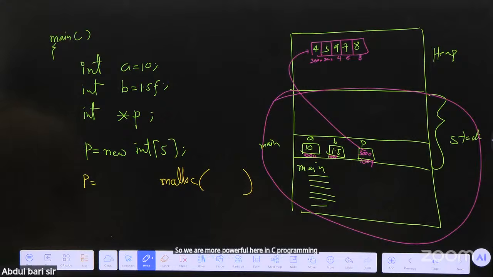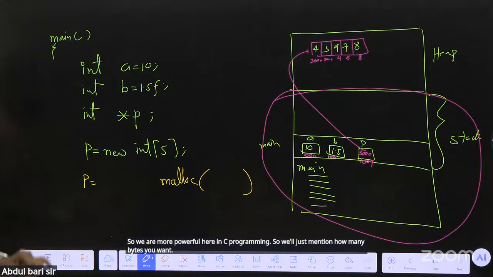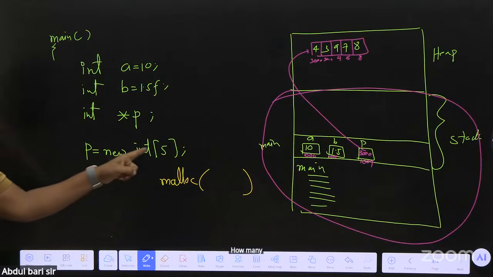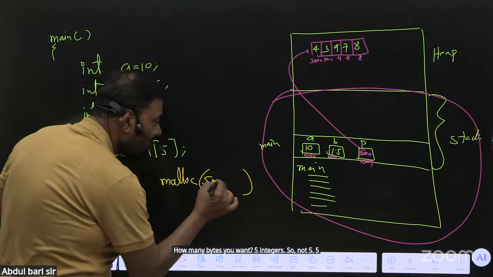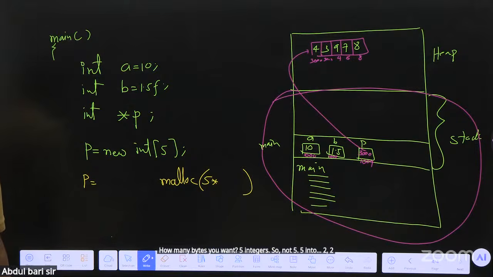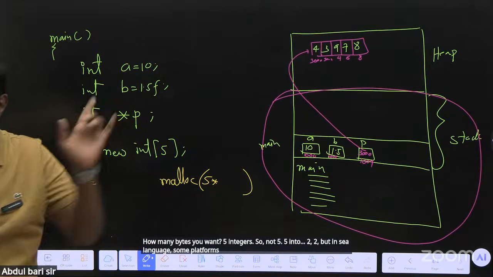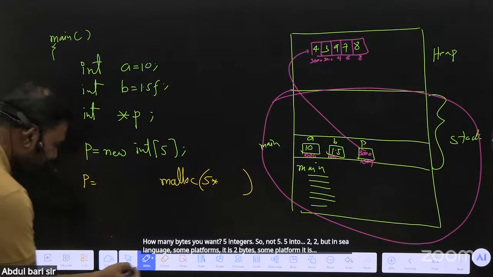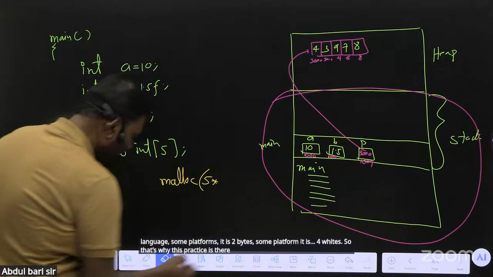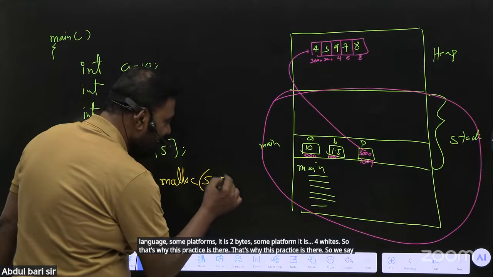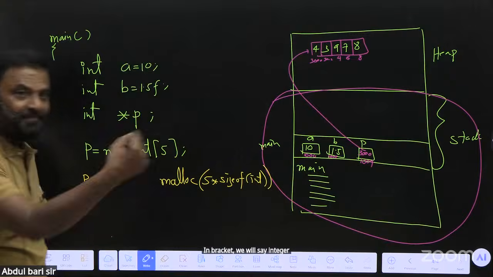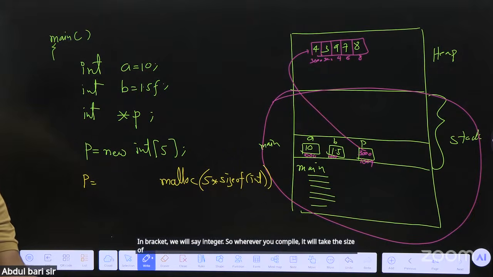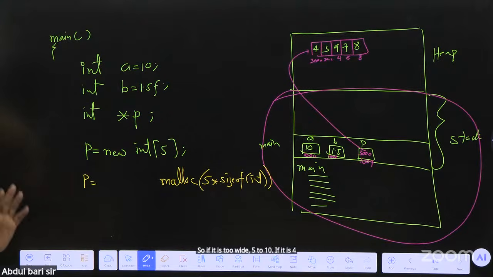So we'll just mention how many bytes we want. Tell me how many bytes you want. 5 integers, so not 5, but 5 into 2. But in C language, on some platforms an integer is 2 bytes, on some platforms it is 4 bytes. That's why this practice is there. So we say sizeof, in brackets, integer. Wherever you compile, it will take the size of that integer on that particular platform, into 5. So if it is 2 bytes, 5 into 2 is 10. If it is 4 bytes, 20.